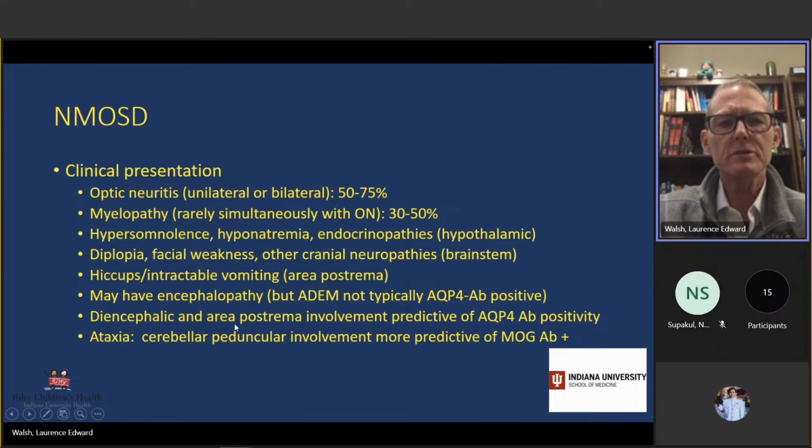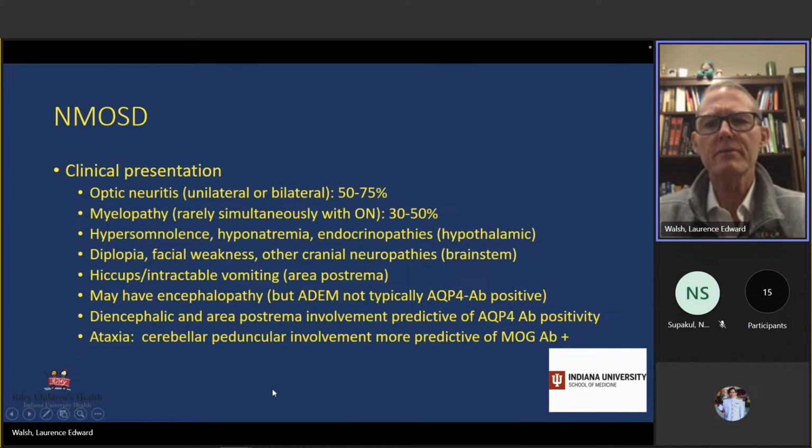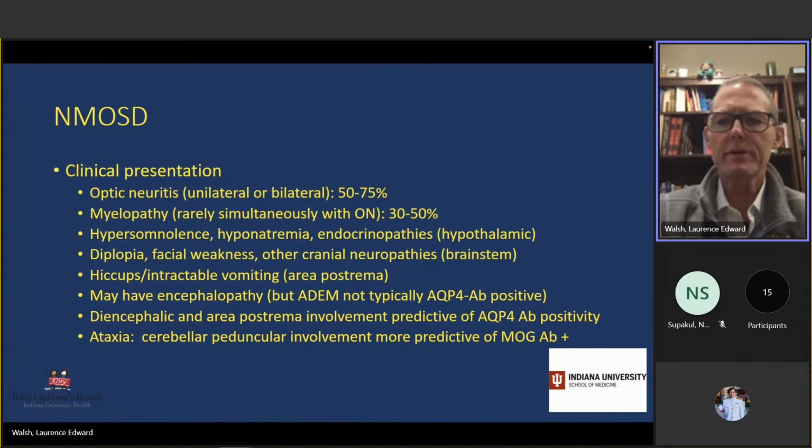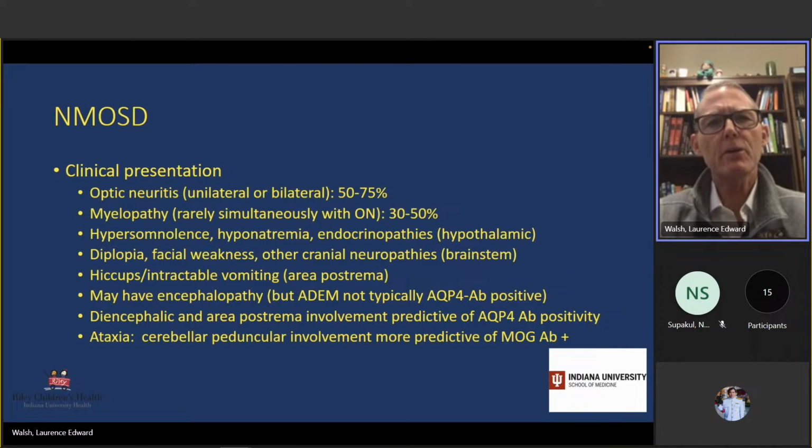These are the most, even though things like the longitudinally extensive spinal cord lesions are seen frequently in this, the diencephalic and area postrema involvement are probably more predictive of aquaporin positivity. And if you have ataxia, then you start thinking about cerebellar problems, and especially the cerebellar peduncle, the middle cerebellar peduncle, that tends to be more predictive of MOG.